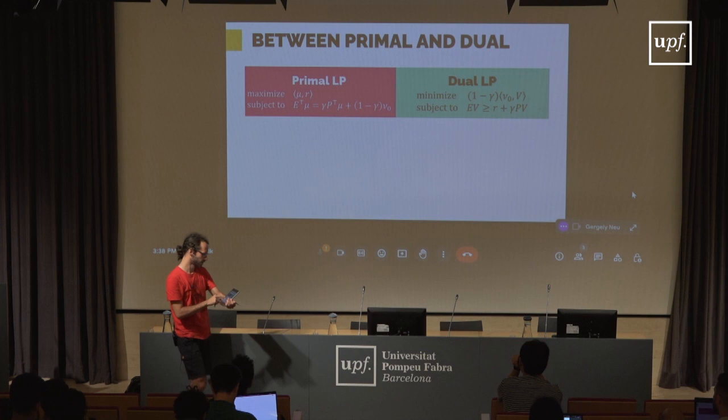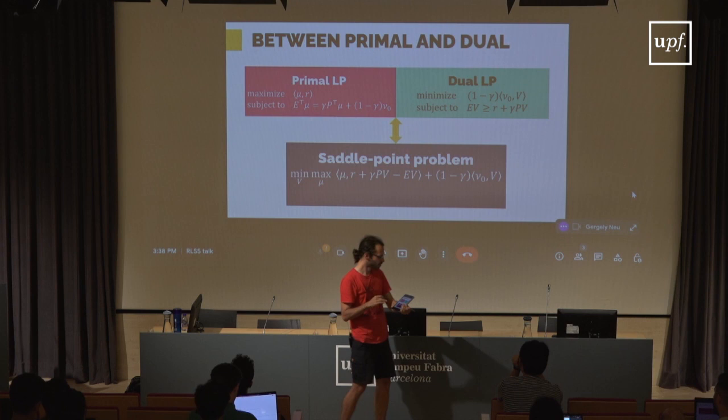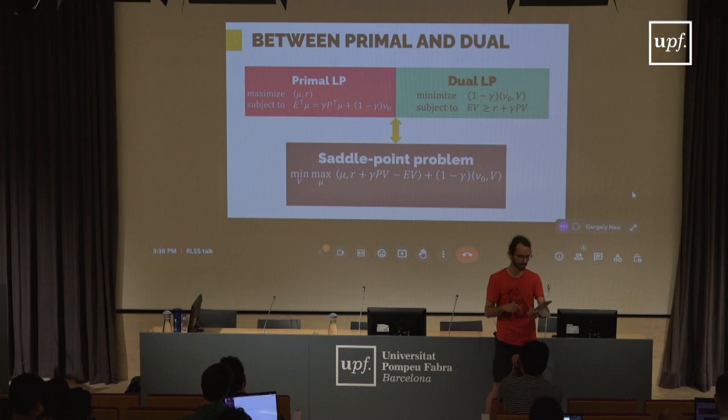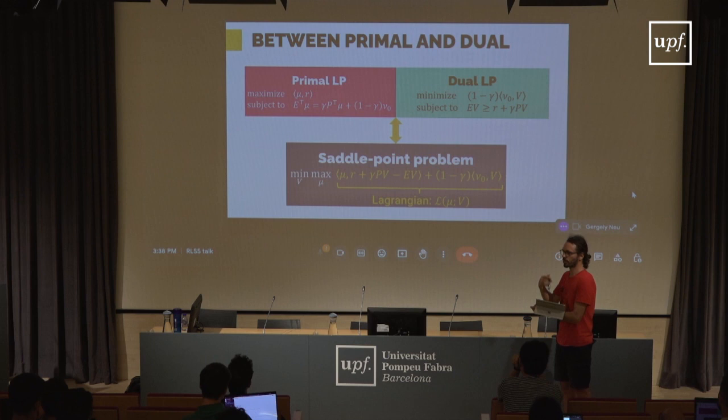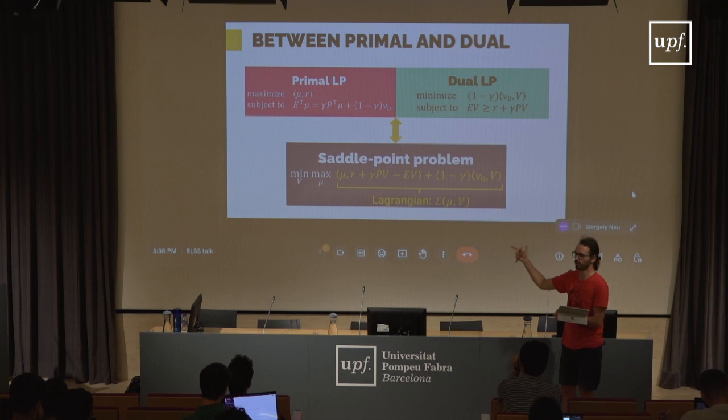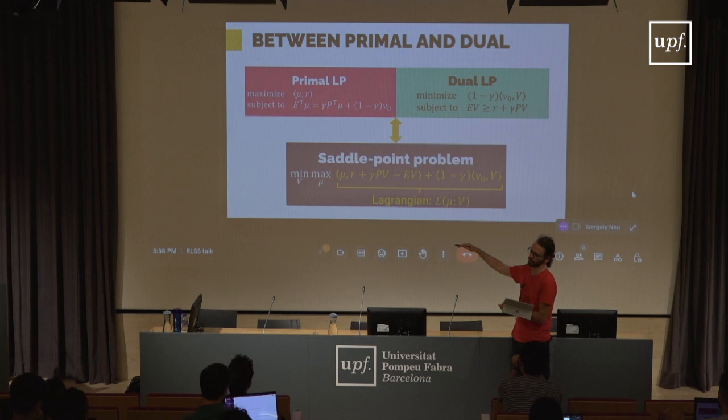These primal and dual LPs can be shown to be equivalent to solving this saddle point problem, where the function you're looking at is the so-called Lagrangian of the optimization problem. This Lagrangian is a function of the primal variables mu and the dual variables v. It has the property that the saddle point of this Lagrangian, which means the minimum with respect to v of the maximum with respect to mu of the Lagrangian, is equivalent to a solution of either the primal or the dual LP.